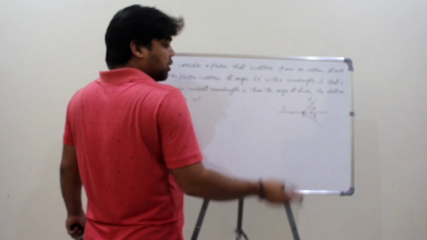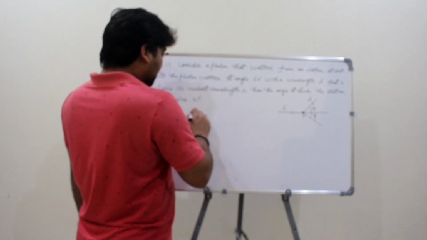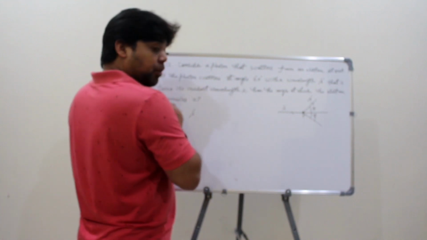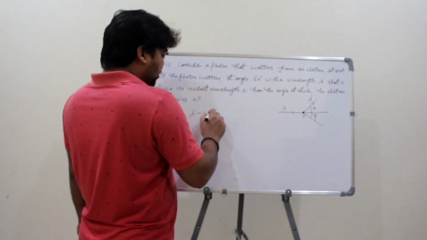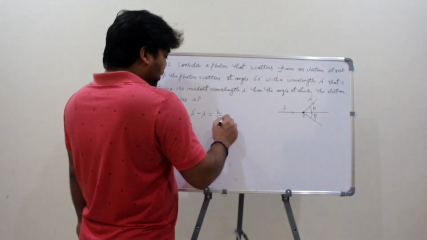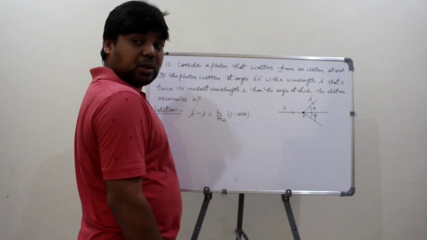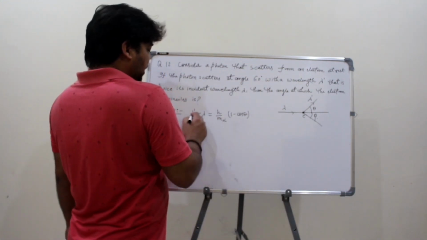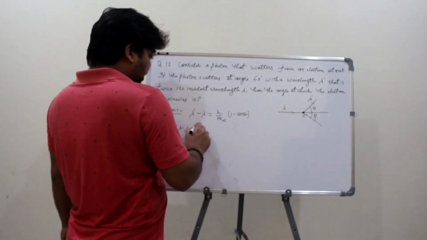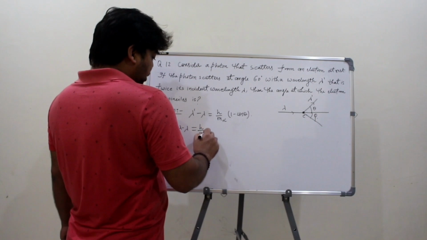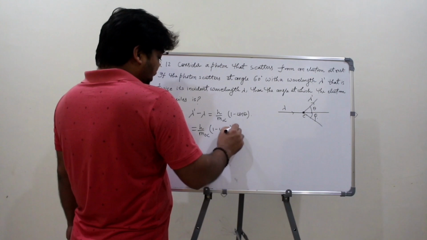So let us calculate this recoil of the electron, right? So what happens? You will see, first we use the same formula relating λ and λ': λ' minus λ equals h divided by m₀c into 1 minus cos θ, right? So here theta is given as 60 degrees and λ' is given as 2 times λ. So 2λ minus λ equals h divided by m₀c into 1 minus cos 60, which is 1 by 2, right?